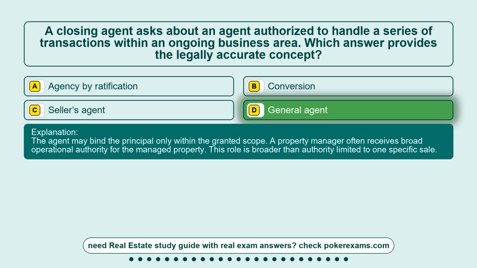The agent may bind the principal only within the granted scope. A property manager often receives broad operational authority for the managed property. This role is broader than authority limited to one specific sale.